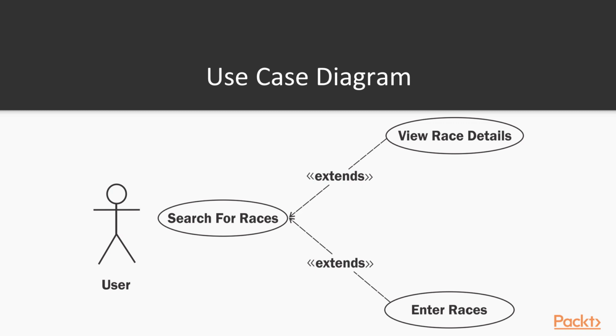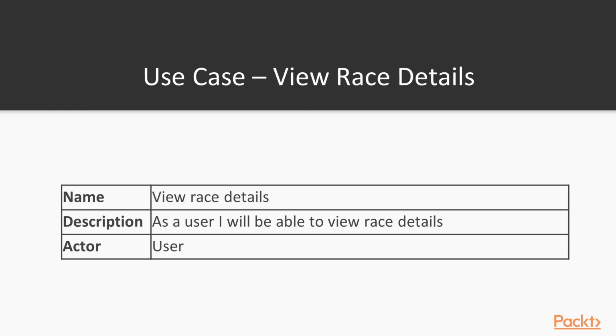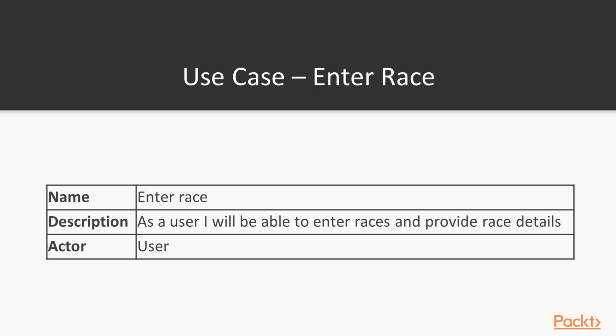Just 3 use cases. The search for races use case is described as: a user will be able to search for races and view entrants, and the actor here is the user. The view race details use case is described as: a user will be able to view race details, and the actor is a user. And the enter race use case is described as: a user will be able to enter races and provide race details, and the actor is the user.